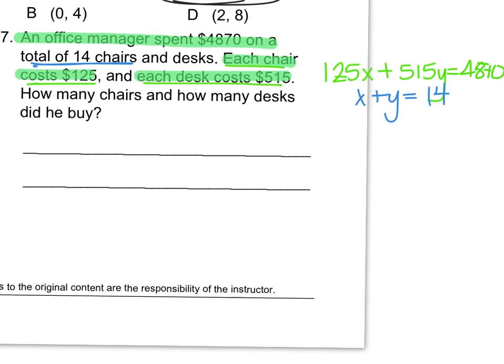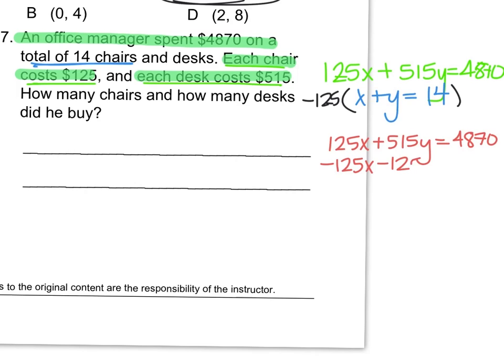All right, now we're going to have to solve, and this is elimination. So again, this is the third time I'm doing this, right? We need to multiply the bottom equation, and I'm going to choose to multiply my bottom equation by -125. I'm just trying to eliminate the x's here. So that's going to give me 125x plus 515y equals 4,870. The top's staying the same. The bottom one is going to become -125x minus 125y equals -1750.